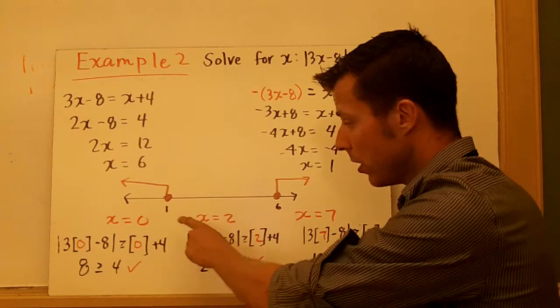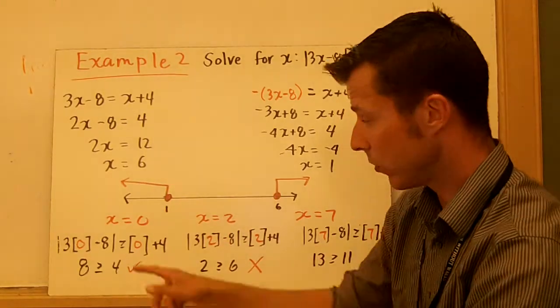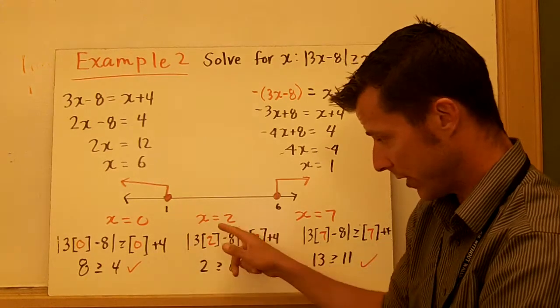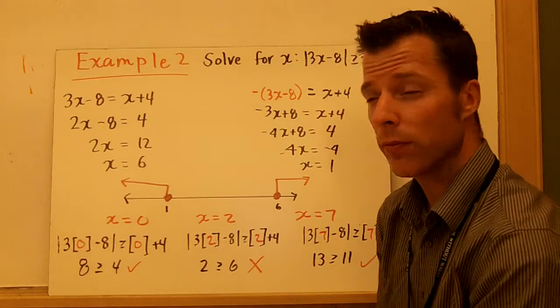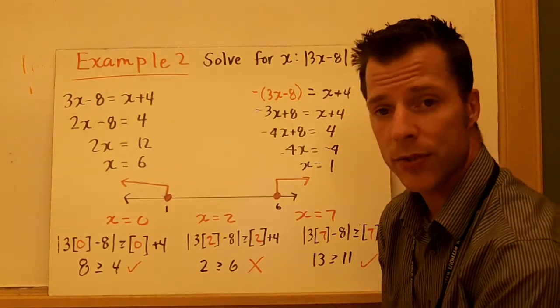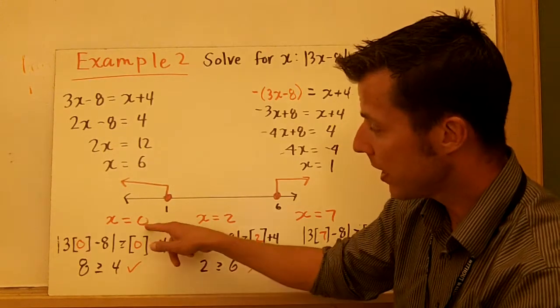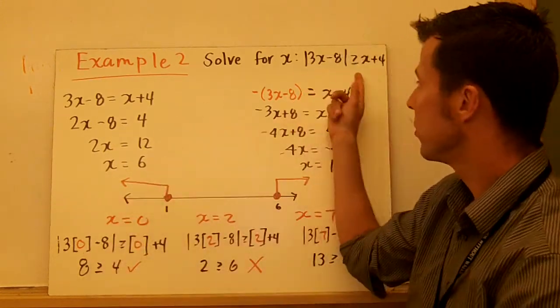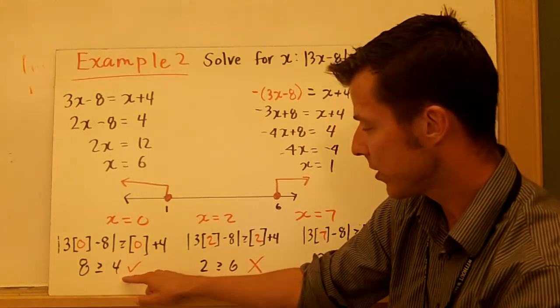Again, make sure they're in order, 1 and 6. So I pick a number less than 1, which is 0. I pick a number between 1 and 6, that's 2. And a number greater than 6 is 7. So normally, when you're picking these numbers, make sure they're as easy as possible to deal with. I plug 0 into the original inequality and simplify, and I get 8 is greater than or equal to 4, so that's good.